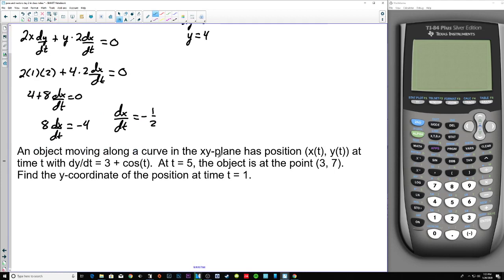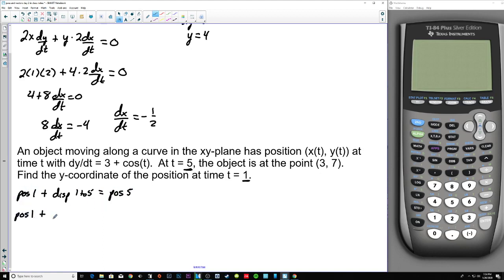An object moving along a curve in the xy plane has position x(t), y(t). At time t equals 0, with dy/dt equals 3 plus cosine of t. At t equals 5, the object is at the point (3, 7). Find the y-coordinate of the position at time t equals 1. So we know they ask about 1, and we know stuff about 5. So the position at 1 plus the displacement from 1 to 5 is going to be equal to the position at 5. But they want the position at 1. Let's just leave it like that.